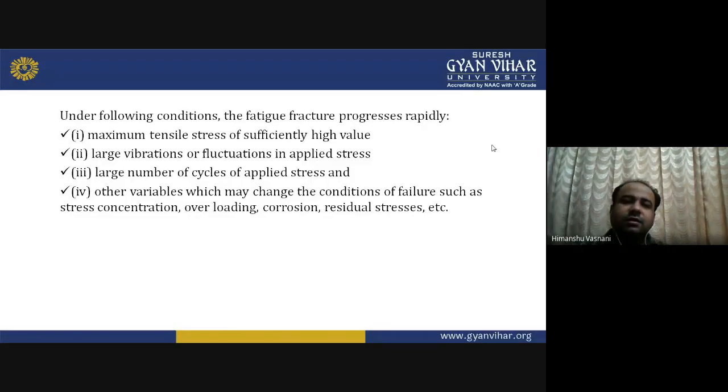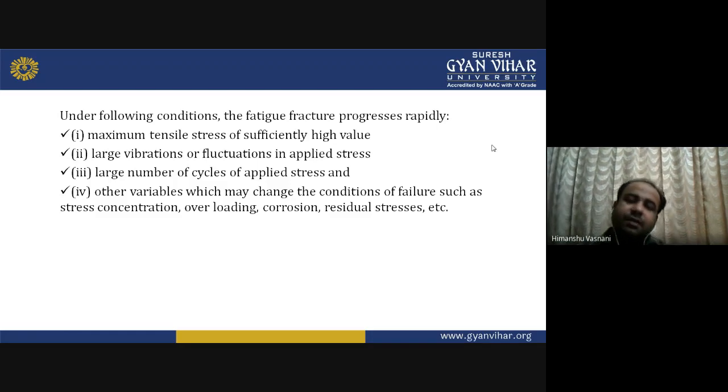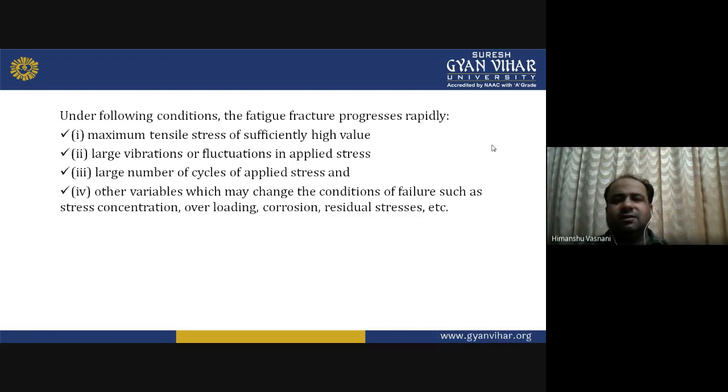Under the following conditions, fatigue fracture progresses rapidly: a maximum tensile stress of sufficiently high value, large vibrations or fluctuations in applied stresses, a large number of cycles of applied stress, and other variables which may change the conditions of failure, such as stress concentration, overloading, corrosion, residual stress, etc. We all know that vibrations are unwanted in any mechanism, like in any machinery.